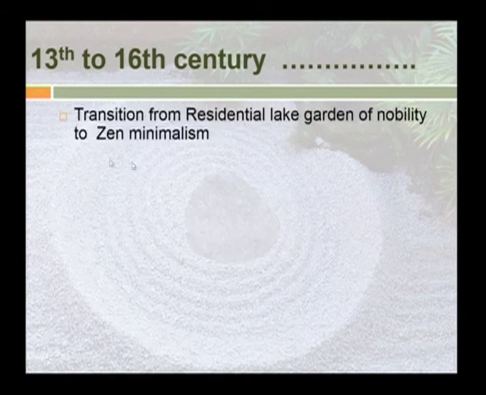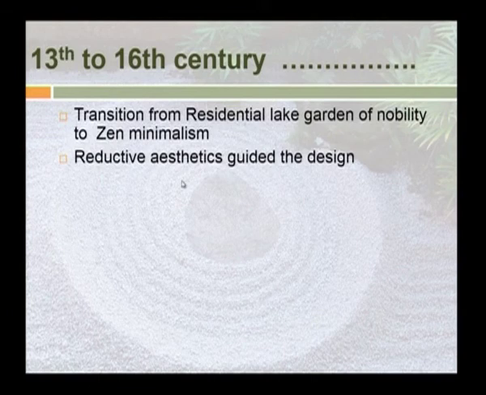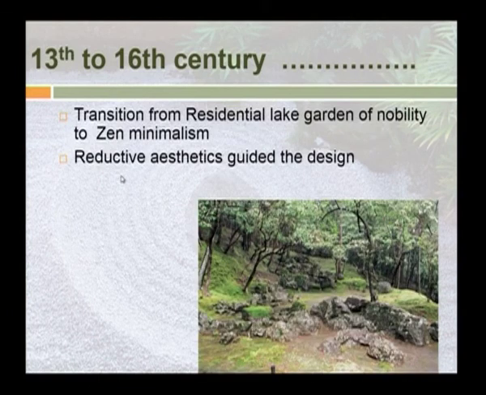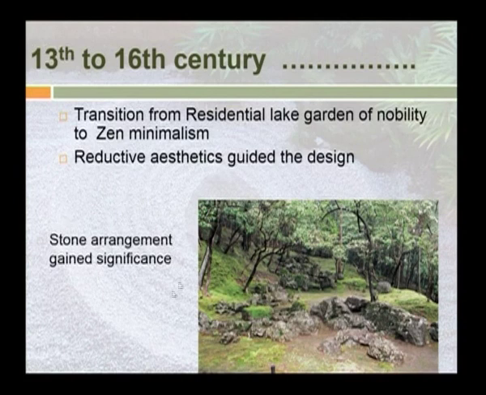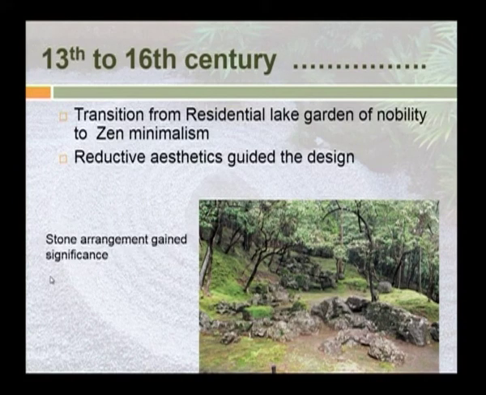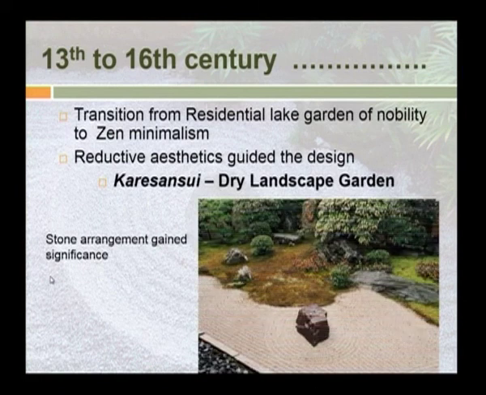So, this period witnessed the transition from residential lake garden of nobility to Zen minimalism. So, during this period the reductive aesthetics guided the garden design. Stone arrangement gained significance during this period. As an extreme form of minimalism, dry landscape gardens known as Karesansui were developed.